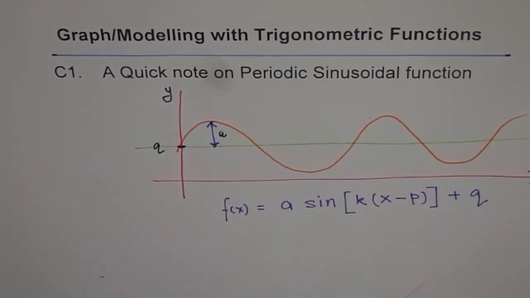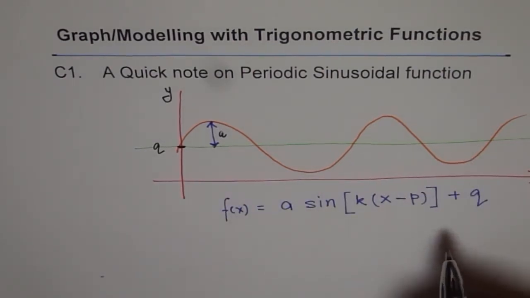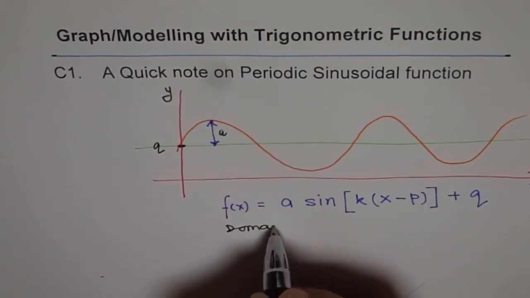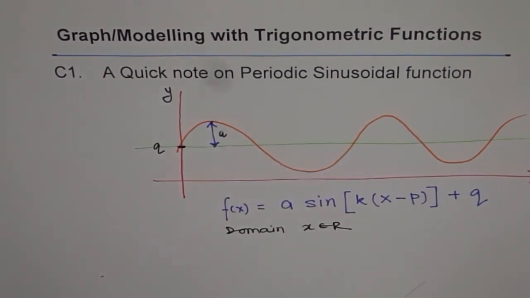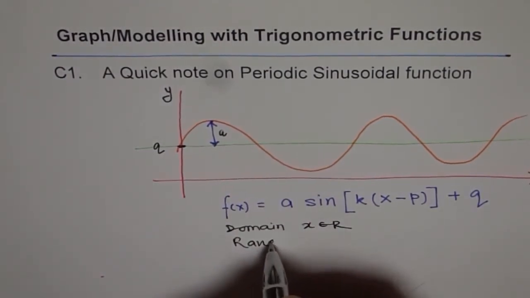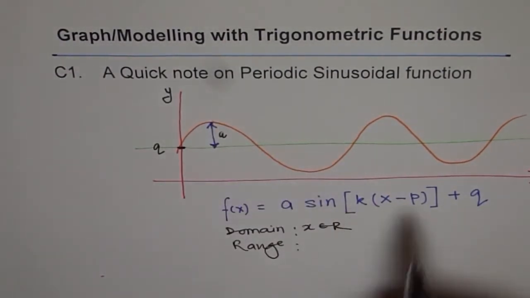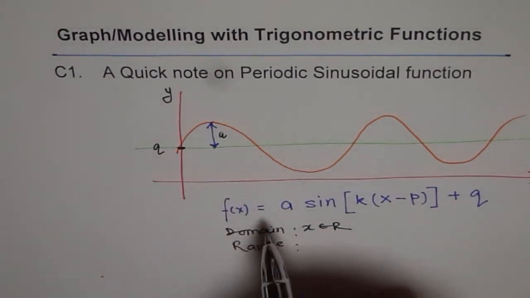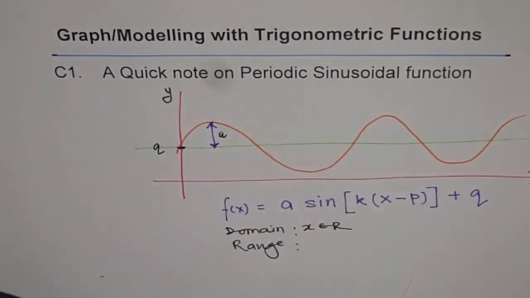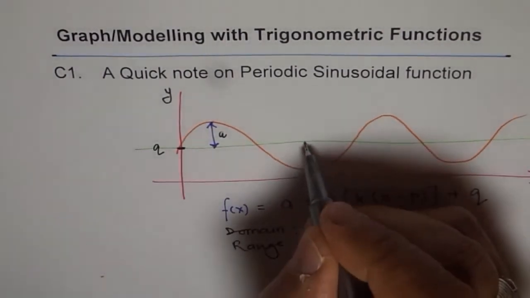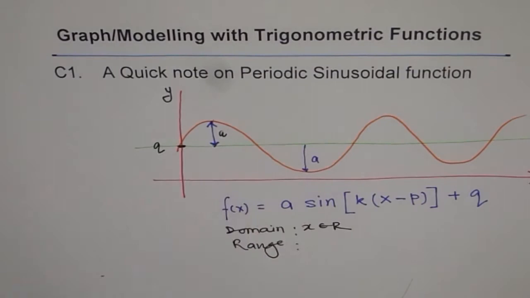Now you can see that this wave has no restrictions in the domain, right? Its domain is all real numbers. So that's the main thing, right? Domain of your sinusoidal functions is x belongs to real numbers, correct? However, range is restricted. Now range is what? Range is from maximum to minimum of your transformed function, right? As you can see here, it could go a units up and it could go a units down. So let me say this is a units down from the mean position of q, correct? From the mean position of q.